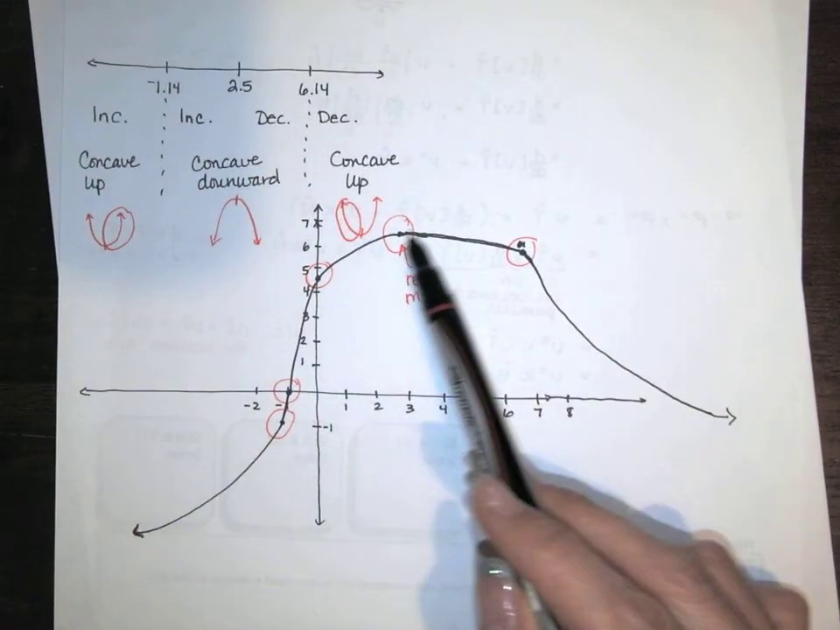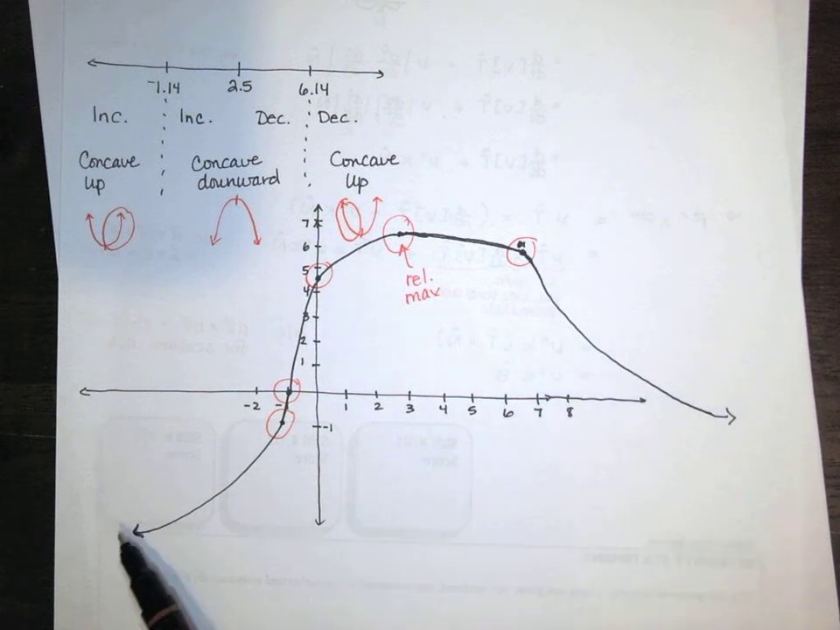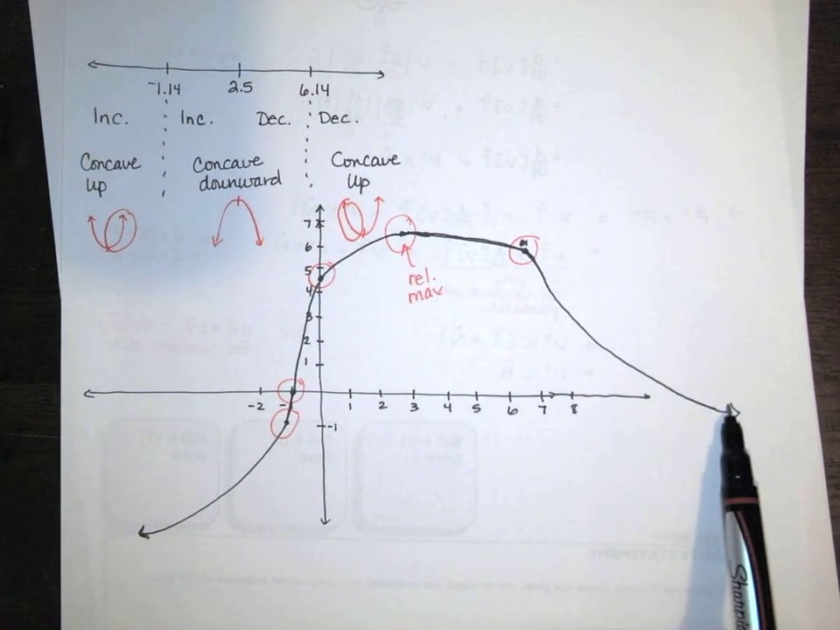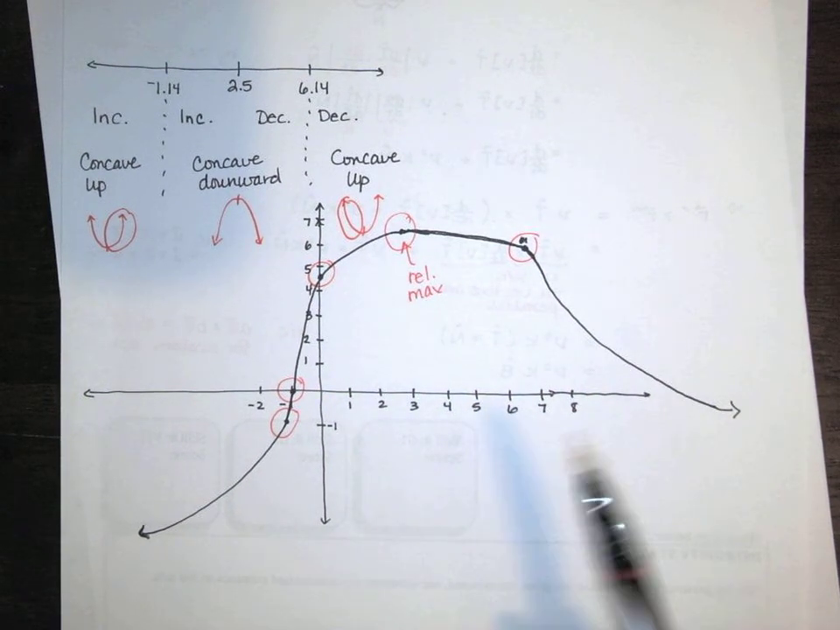Concave upward, concave downward, concave upward, increasing, decreasing, and we've got a couple of intercepts right there.